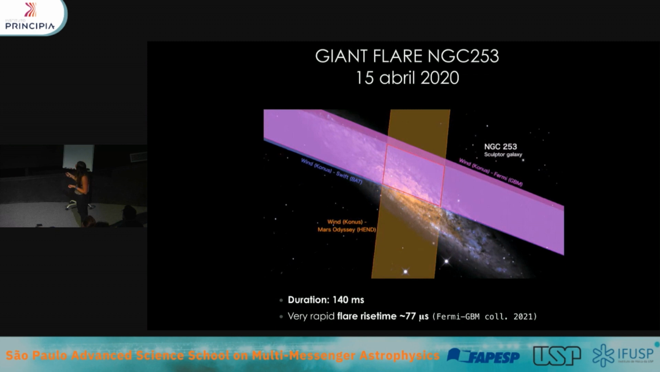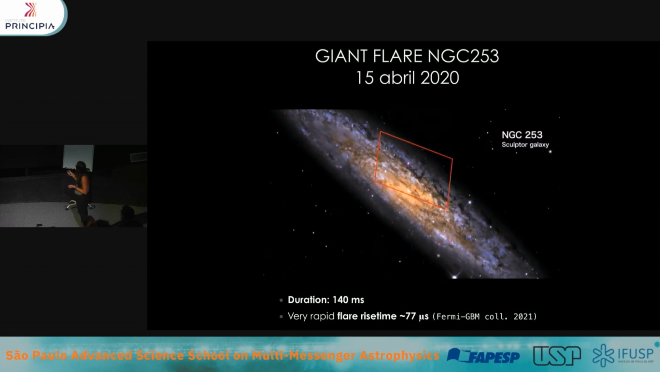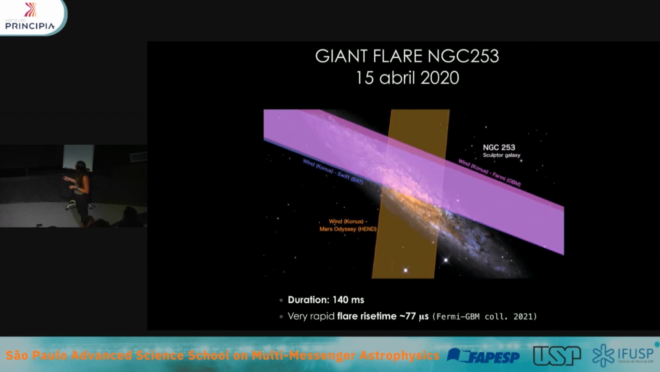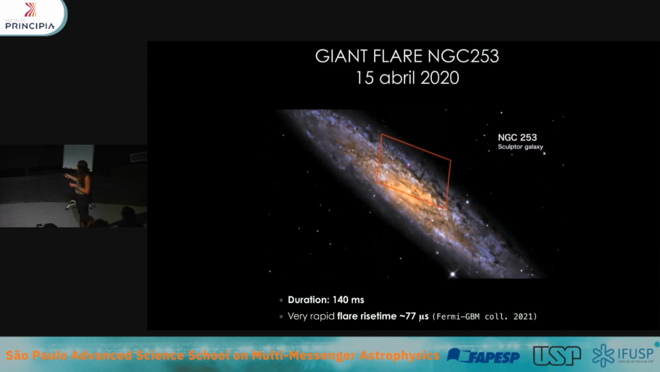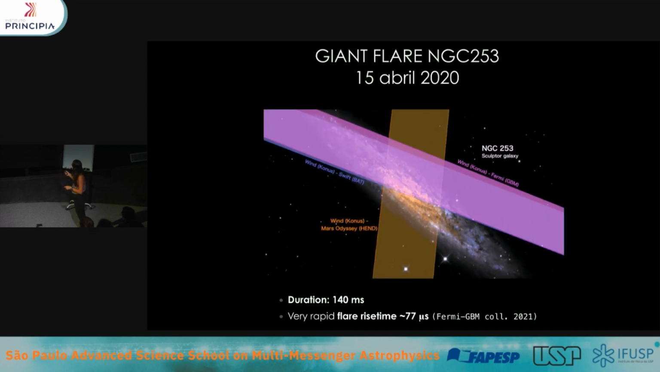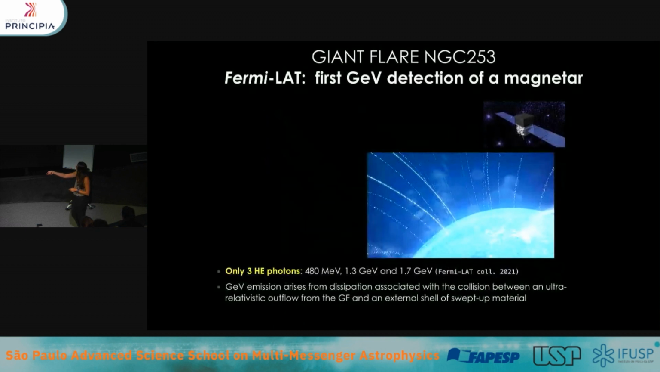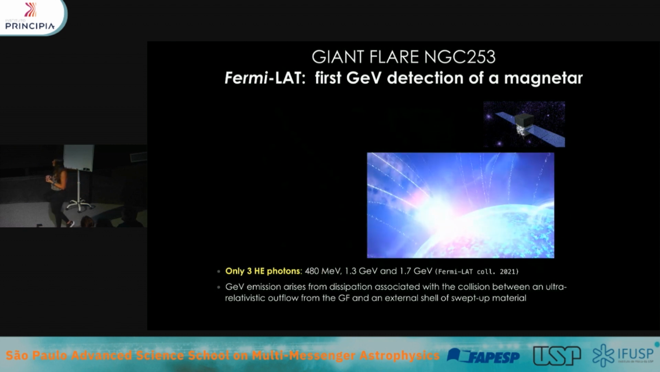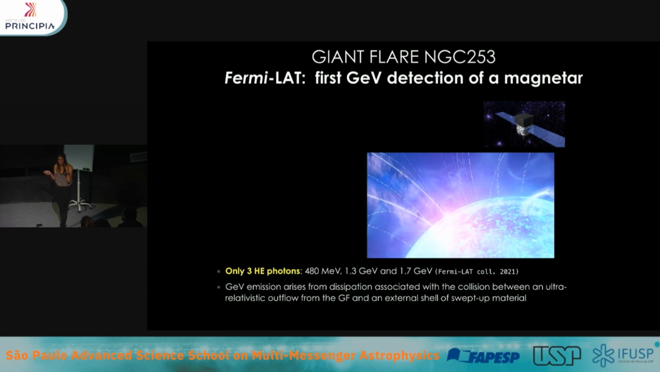There were some alerts you can see here in X-rays, and Fermi GBM also detected it. It had a duration of about 140 milliseconds, and it rises super fast, in only 77 picoseconds. That was the rise time as measured by Fermi GBM. And what I think is also a highlight of the last few years for galactic physics is that Fermi LAT detected three high-energy photons, okay?